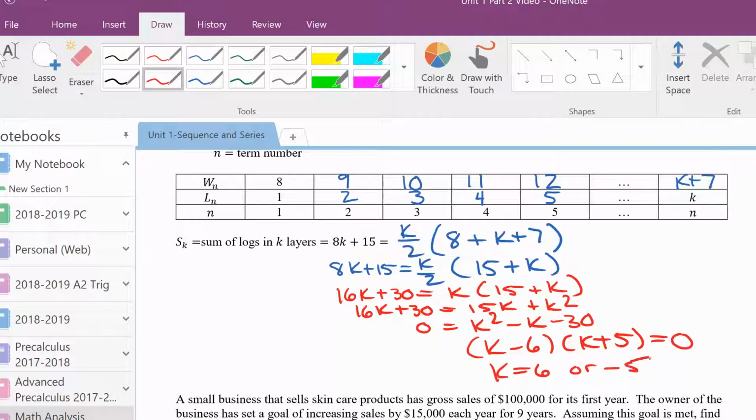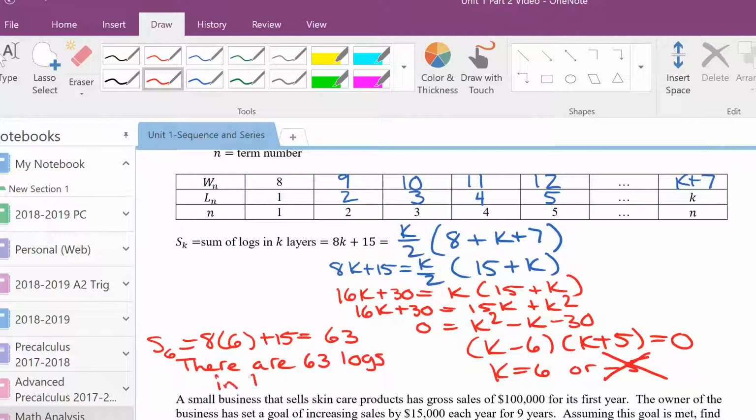But since we're talking about layers, we can't have negative 5 layers. So therefore, there are 6 layers in this stack. And so the number of logs in the 6 layers would be 8 times 6 plus 15, which is 63. So we will say there are 63 logs in the stack. So that's the first one.